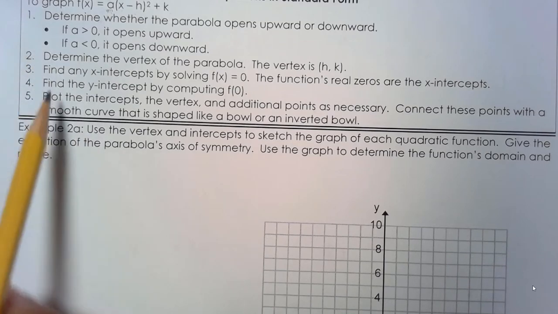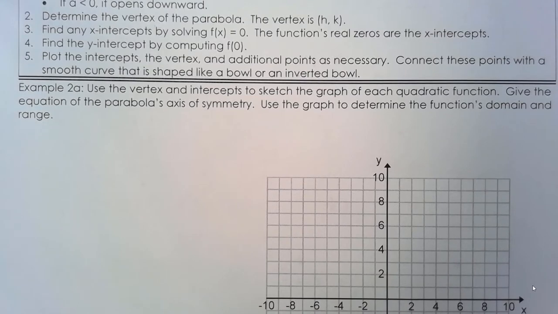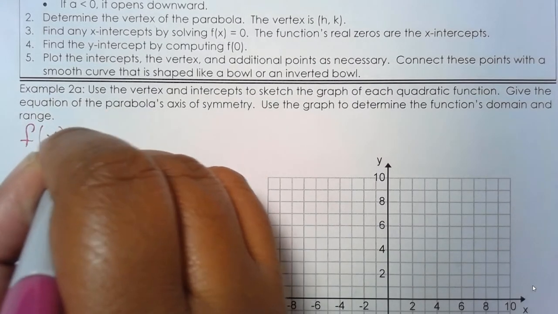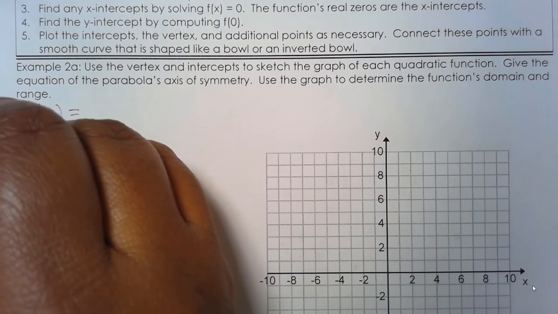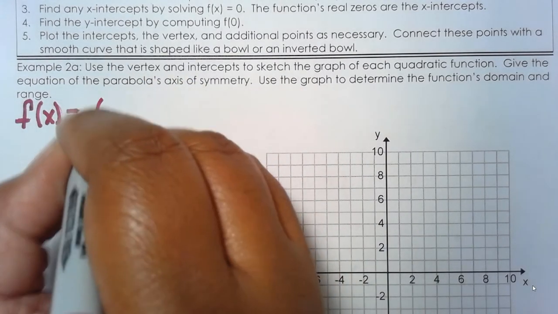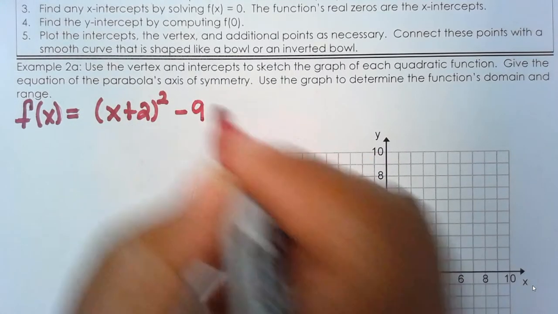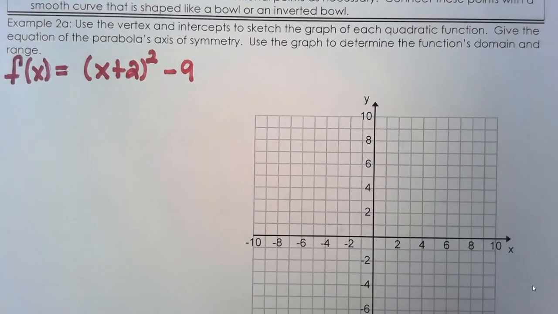Okay, so let's look at the steps here. Here's our example. We have f of x is equal to the quantity of x plus 2 squared minus 9. So this is our question that we're going to graph.